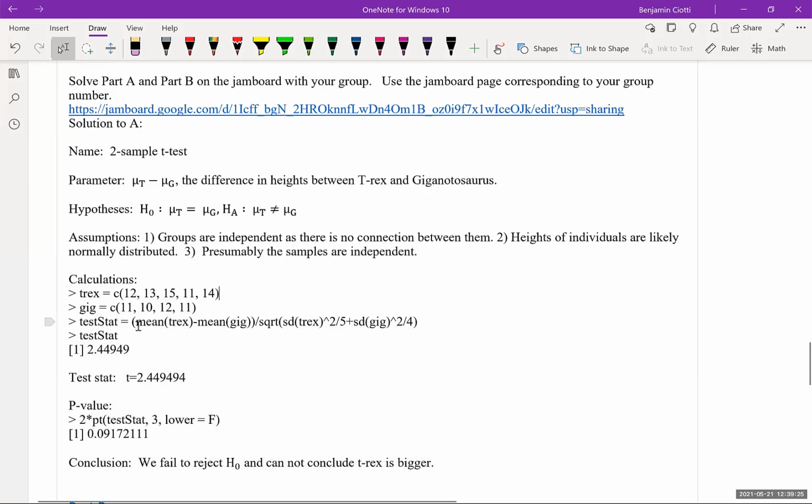And the important one was the calculation of the test stat, that being the difference of the 2 means divided by the standard error term, which is the square root of the first standard deviation squared over n1 and the second standard deviation squared over n2, yielding a test stat of about 2.45.